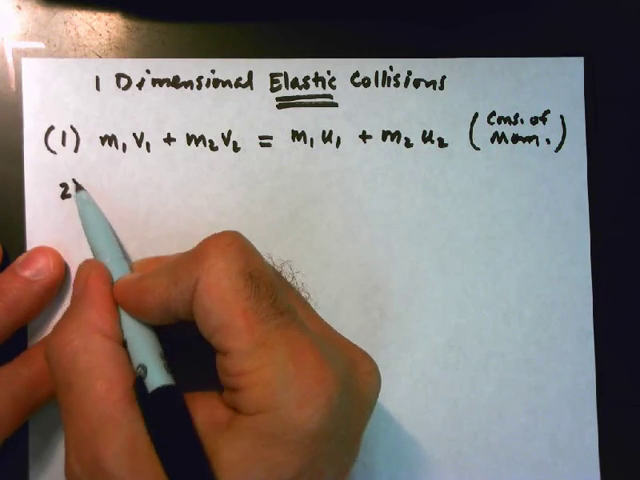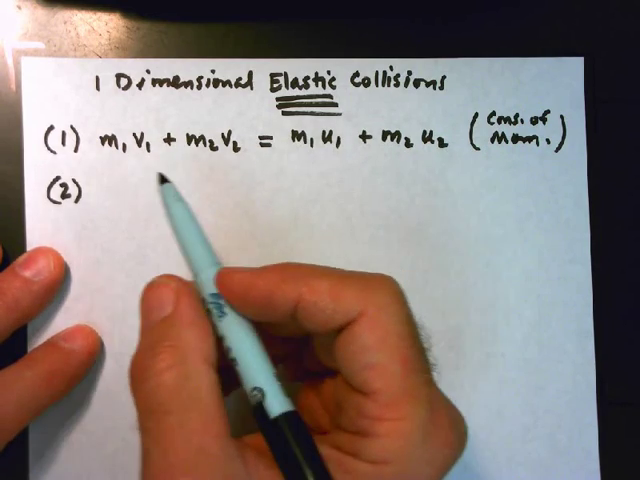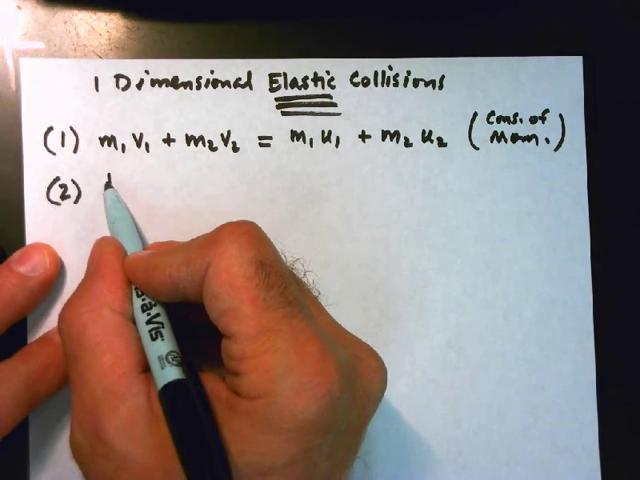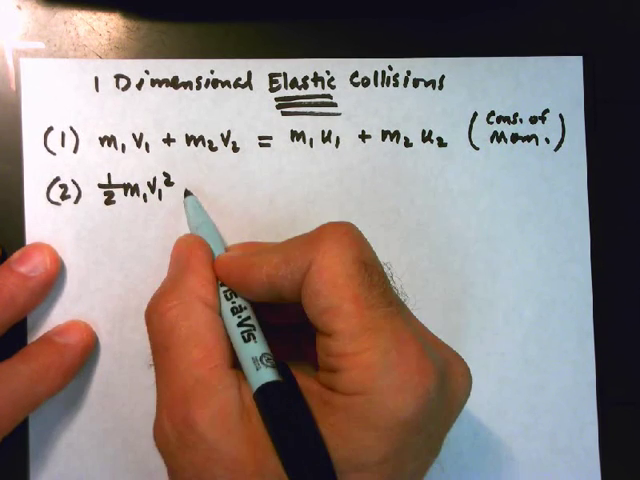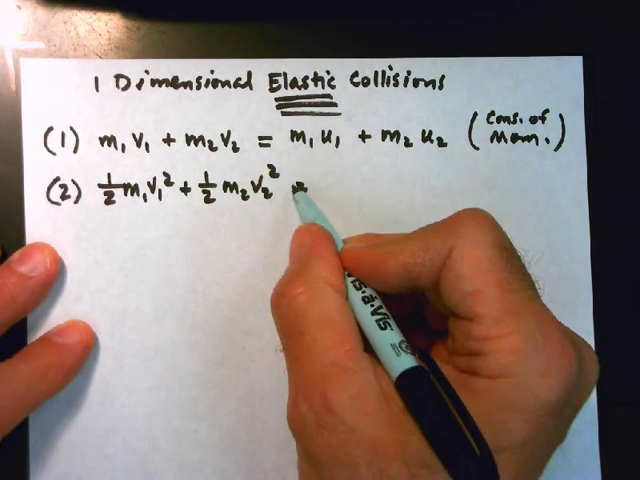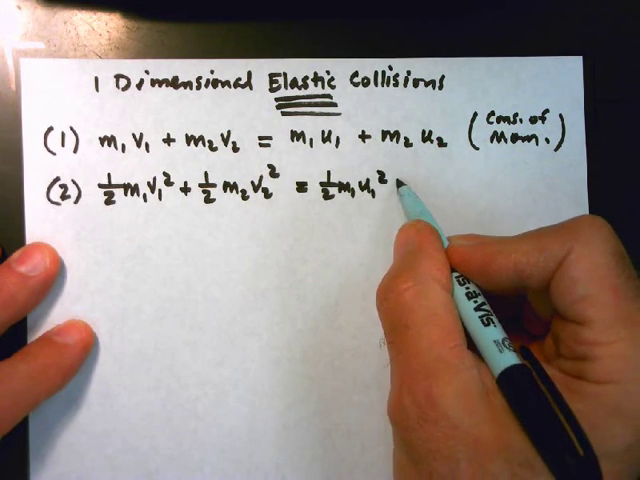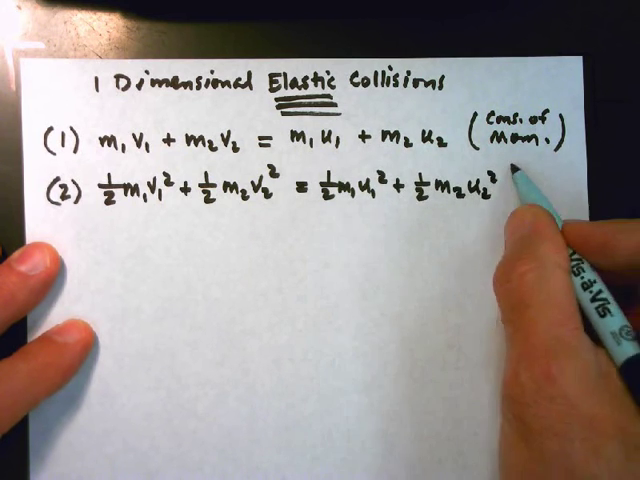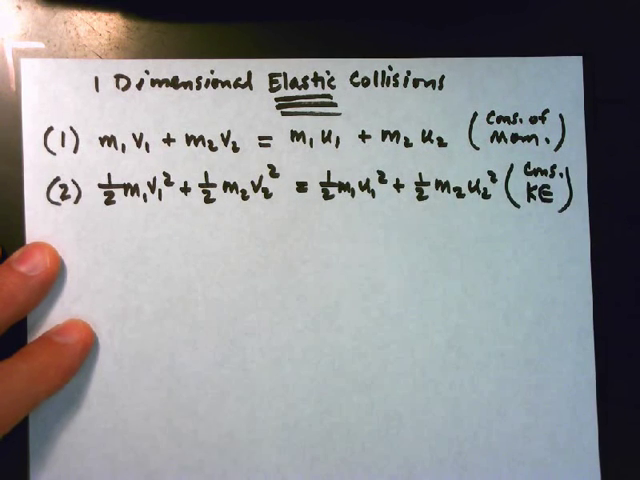The second equation that is very helpful for elastic collisions is the law of conservation of kinetic energy, and that only applies to elastic collisions. Remember, kinetic energy is 1/2 mv squared, so I'll apply that to each term: 1/2 m1 v1 squared plus 1/2 m2 v2 squared equals 1/2 m1 u1 squared plus 1/2 m2 u2 squared. So this would be the conservation of kinetic energy, and I just abbreviated.